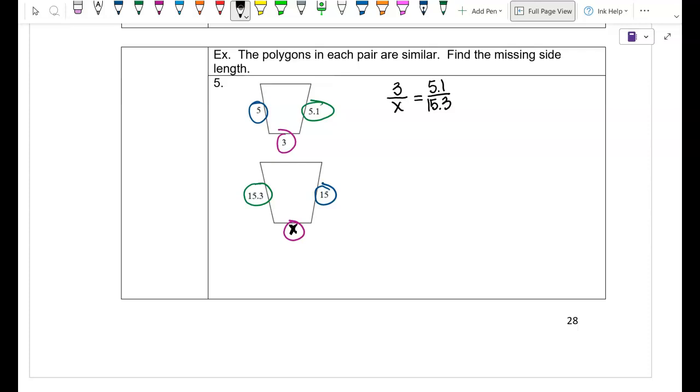Now that I have my proportion set up, we're back to the beginning of the unit. Solve the proportion. How did we say we're going to solve proportions? We're going to use our cross products. I'm going to start with the 5.1 times the x. And that's going to be equal to the other diagonal of 3 times 15.3.